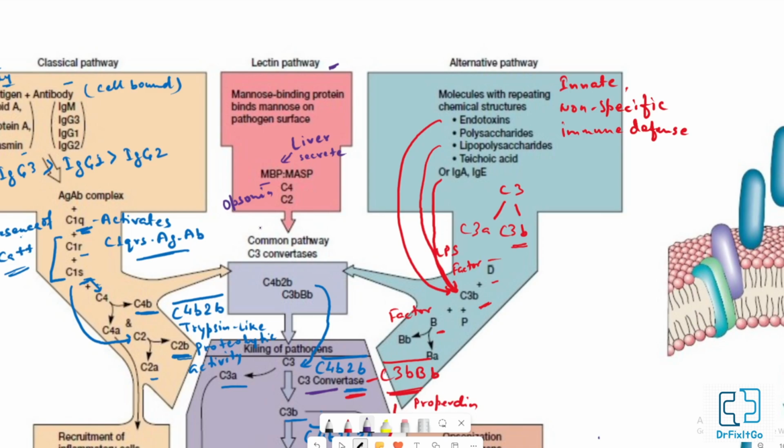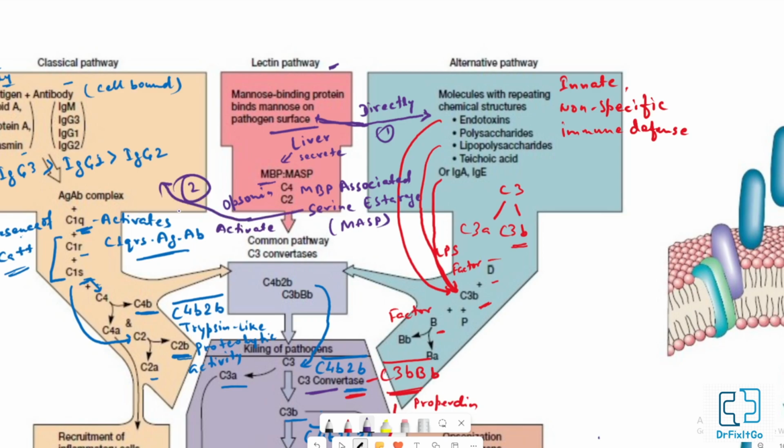The lectin also activates complement in two ways. After binding to the surface, it can trigger the alternative pathway directly. In addition, if mannose binding protein is bound to the MBP associated serine esterase, it activates the classical complement pathway. Thus, although the lectin pathway activates the complement cascade just as the classical and alternative pathways do, it uses a mechanism that is independent of the antibody-antigen interaction of the classical pathway and the interaction of complement with the pathogen surface in the alternative pathway.